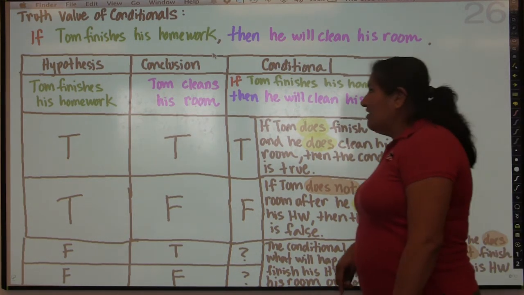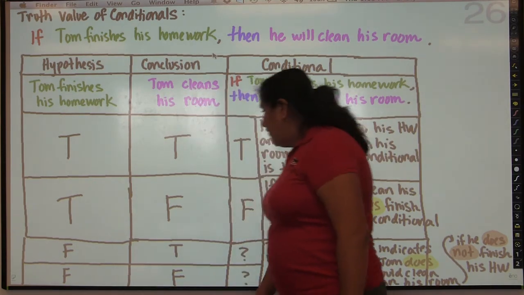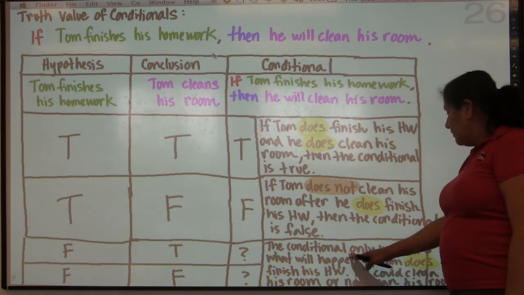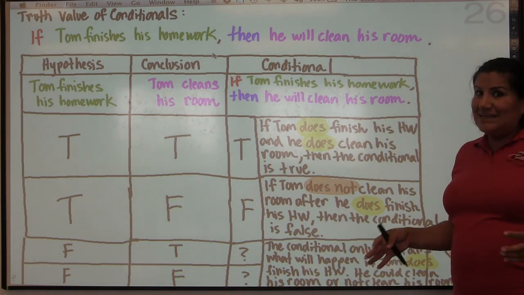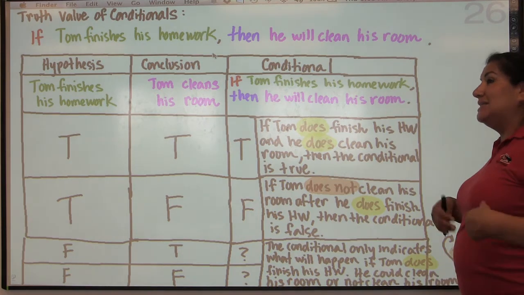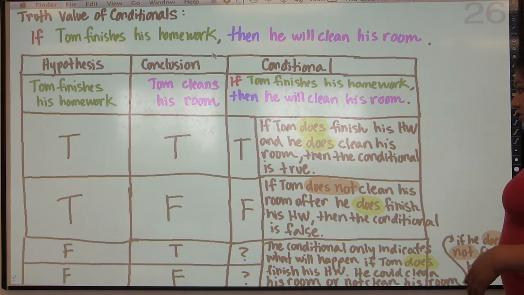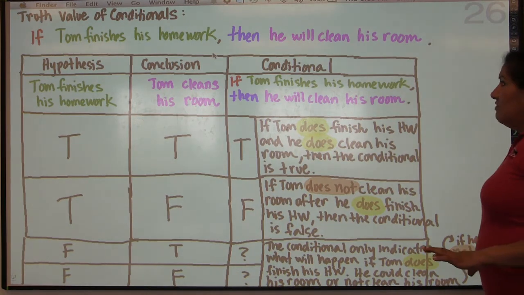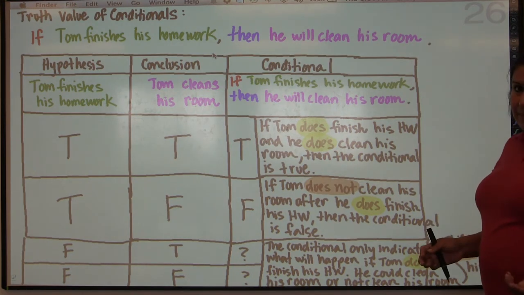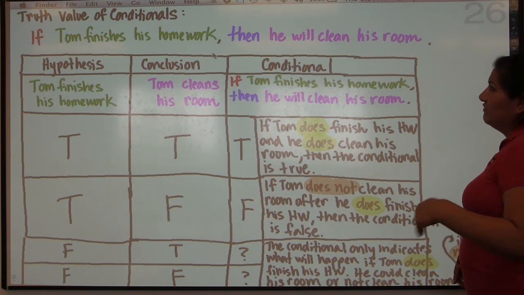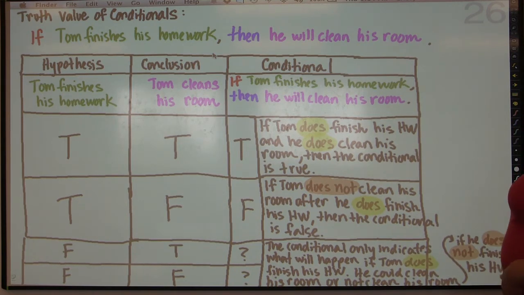But here we have, what if the hypothesis is false? Then what happens? So we have two scenarios where the hypothesis is false. And I want to be very clear here. The original conditional only indicates what will happen if Tom does finish his homework. We don't know what happens when he doesn't finish his homework. All we know is what's supposed to happen when he does finish his homework. So he could clean his room or not clean his room if he does not finish his homework. Again, to be very clear, the conditional only tells us what happens if he finishes his homework. If he doesn't finish his homework, we don't know what happens. A lot of times students want to think that if he doesn't finish his homework, then he doesn't clean his room. But that isn't necessarily the case.